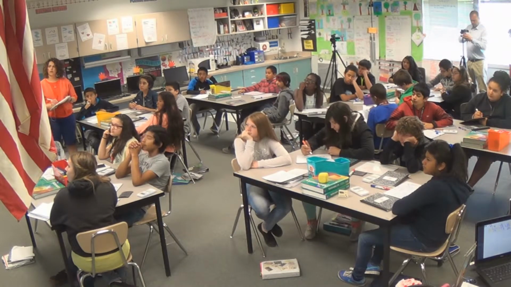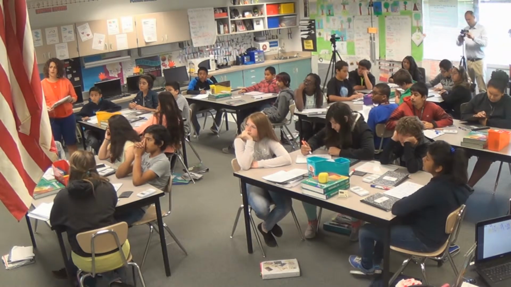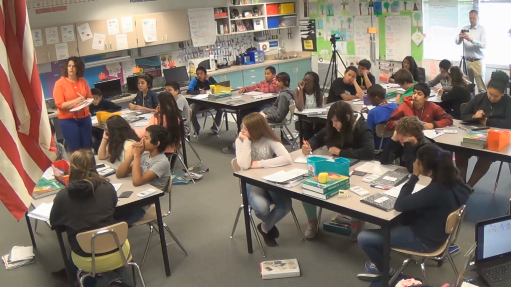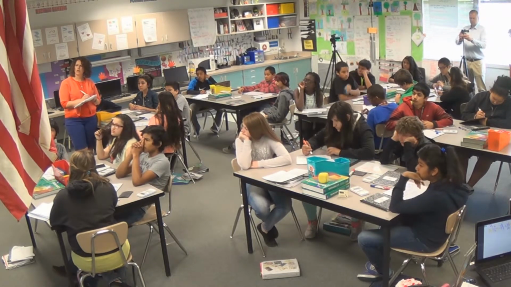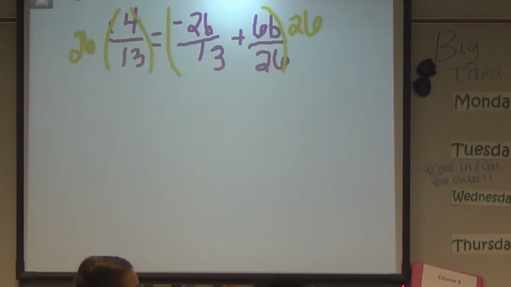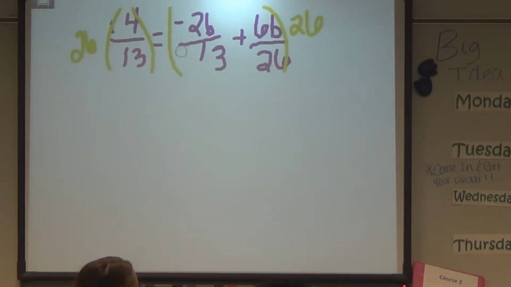Wait, is something wrong? I'm confused. What are you confused about? Tell us. Why did you put another parenthesis on the other side of 26 and 13, in between those? Oh, that's the next step. We're saying you're going to multiply this whole thing by 26, you're going to multiply this by 26.